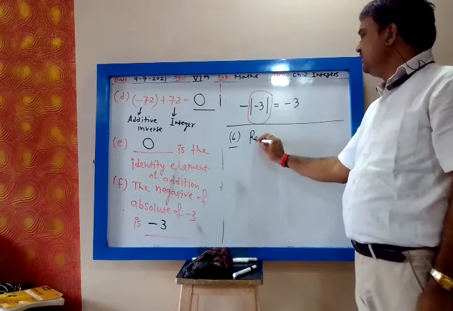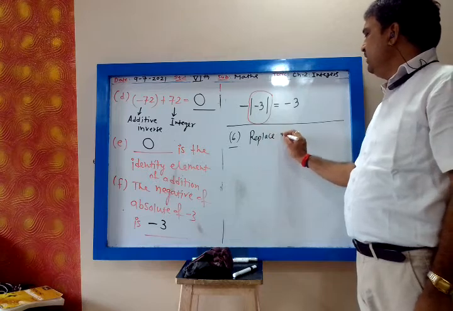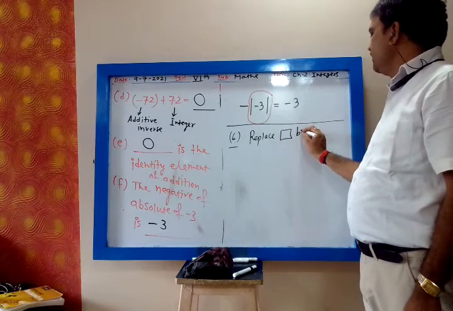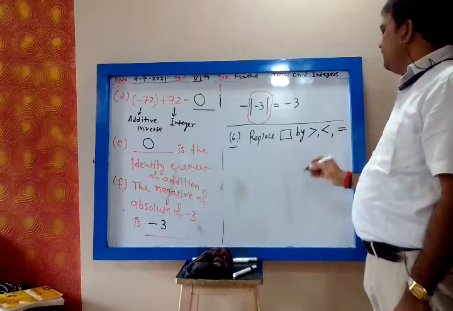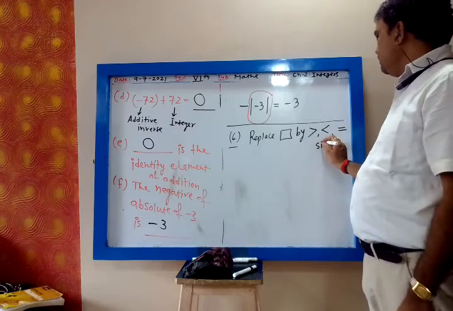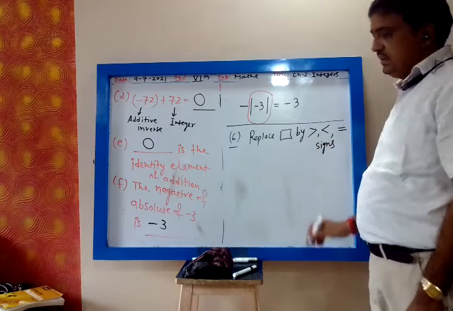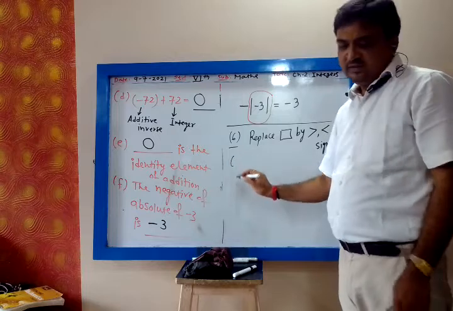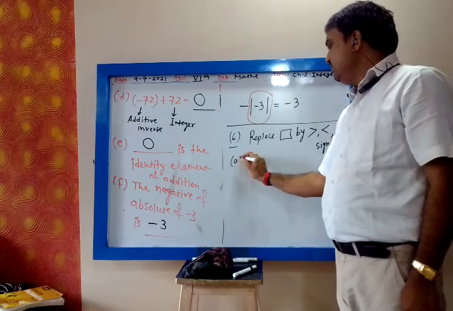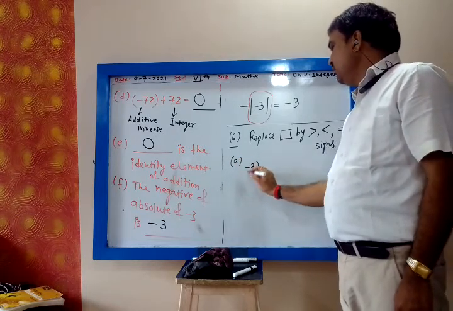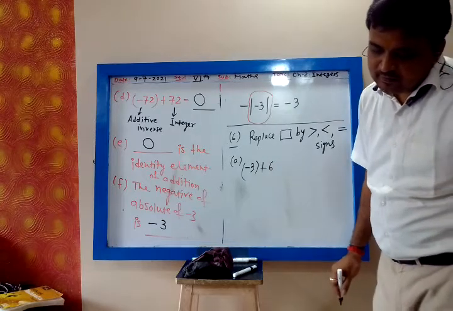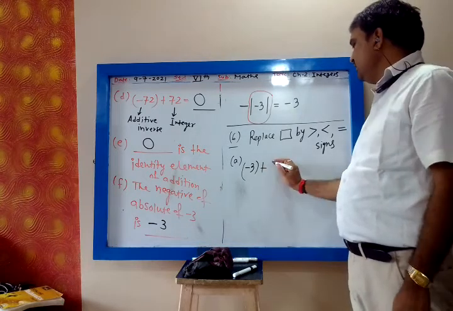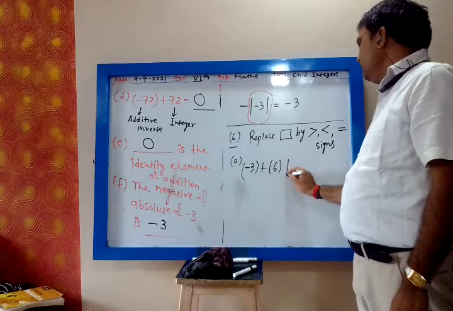Now we will do 6th one. Replace box by greater than, less than, or equal to signs. Now first question A. -3 plus 6. -3 plus bracket 6. Okay. Then there is a box.